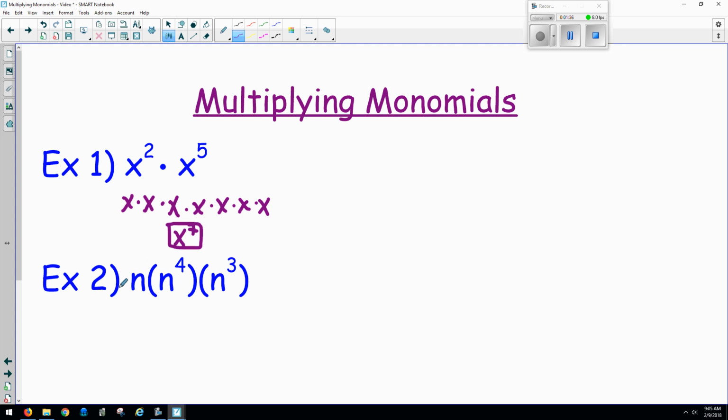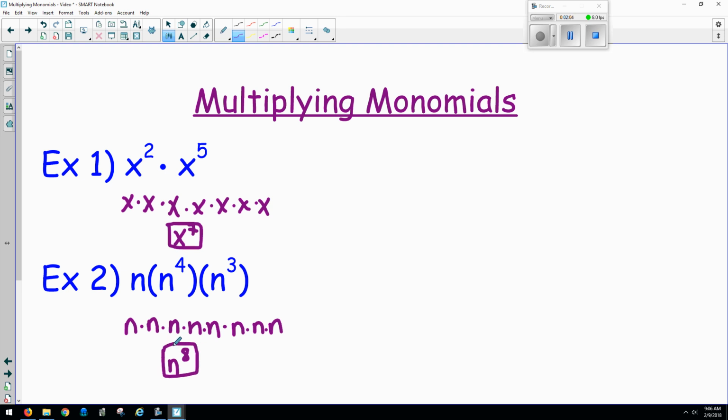We're going to do the same thing with the second example here. So I'm just going to write out all of these n's. So I have n times n to the 4th. I'm going to write that down 4 times n cubed. And again, I'm just going to count all the n's that I have here. 1, 2, 3, 4, 5, 6, 7, 8. So this is going to be equal to n to the 8th power.